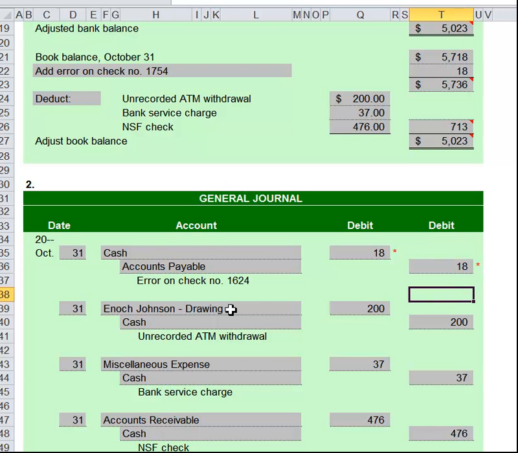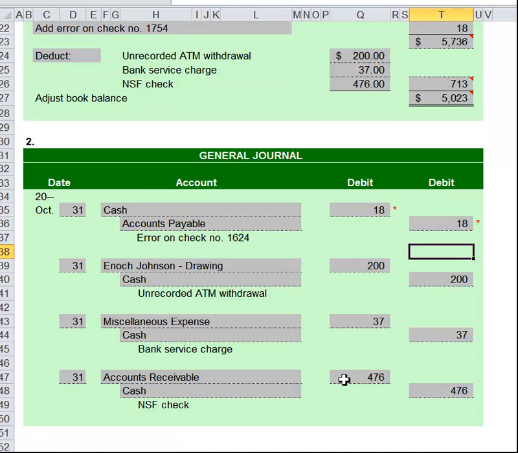Then we had an unrecorded ATM withdrawal. That would be like if we had recorded it in the beginning, we would have debited drawing and credited cash. It's just like anytime you say the owner withdrew cash. Then miscellaneous expense for our bank service charge, and you'll notice that in all of these, the cash account is affected. So miscellaneous expense, but then we're crediting cash because they took money out. We spent money. On the last one, the NSF check, the returned deposited item, we have to take that out of our cash account because we don't actually have the money that the customer paid us, but they still owe us. We still want to get the money from them, so we're going to debit accounts receivable.